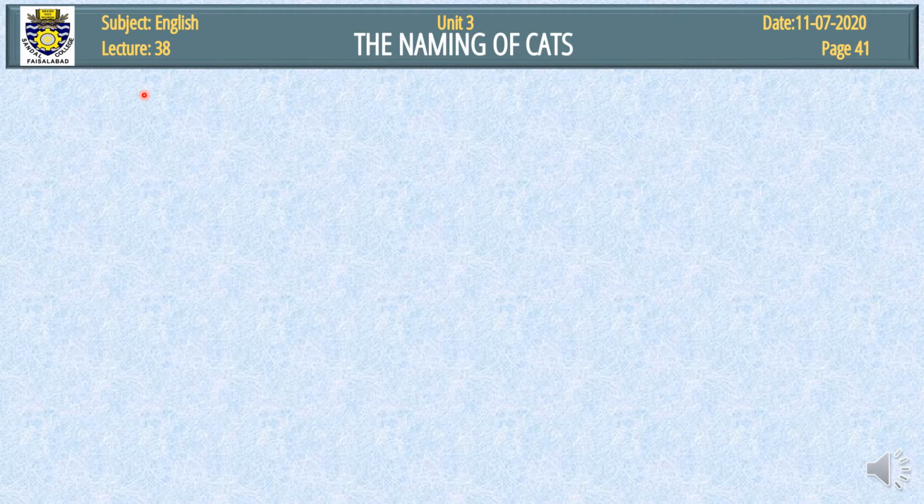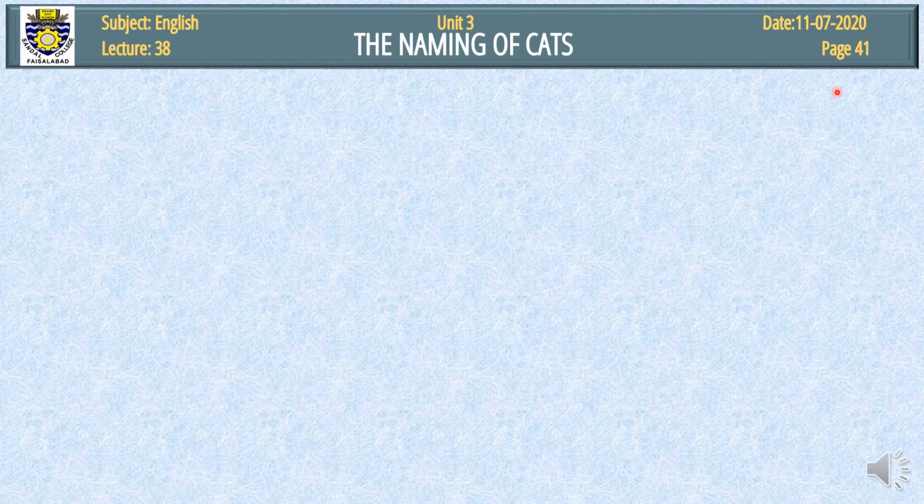Today with another lecture, lecture number 38, unit number 3. The name of the unit is The Naming of Cats. That's actually a very beautiful and humorous poem composed by Thomas Stearns Eliot. We are doing exercises these days, and today's lecture will be the last lecture of unit number 3.